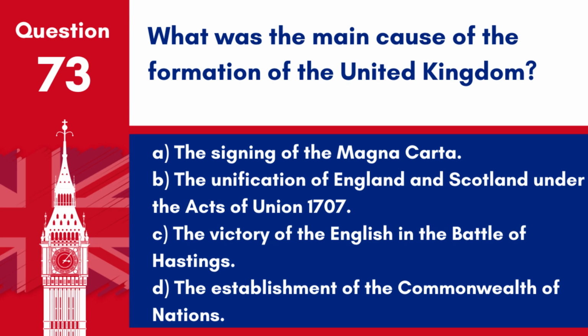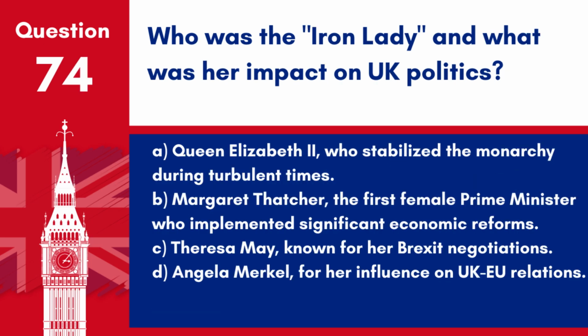Answer. B. The unification of England and Scotland under the Acts of Union 1707. This legislative agreement led to the creation of the United Kingdom of Great Britain, uniting the two previously independent kingdoms under a single government.